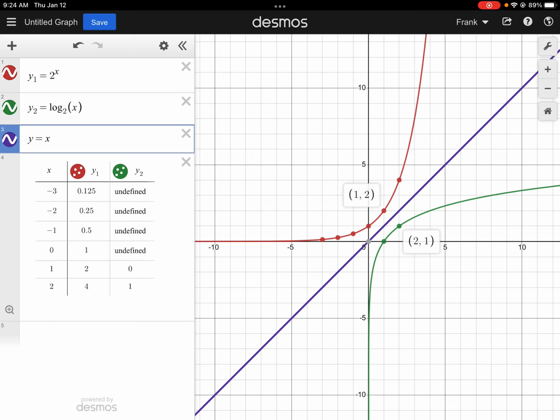it lands right on the function in red, 2 to the power of x. And here you can see a point, 2, 1. If we swap 2, 1, we get 1, 2, which is on the graph in red. And we could check our other point here too. We have 1, 0 on the graph in green, which means we have 0, 1 on the graph in red.